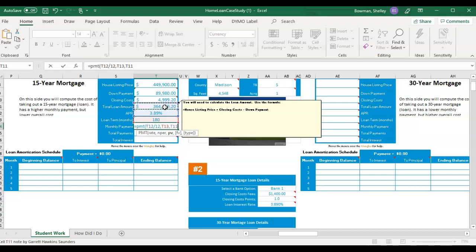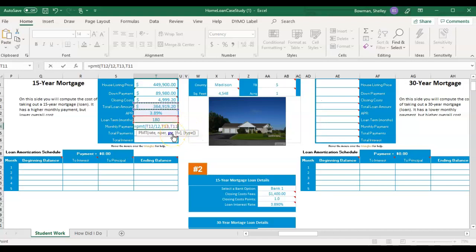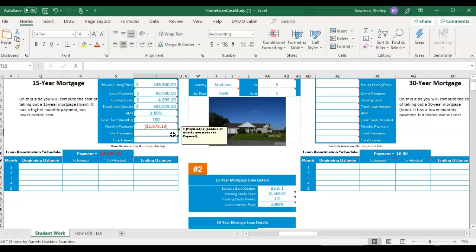It's up to you, and you don't need to worry about the type. That's just whether you're making the payments at the beginning of the month or the end of the month, so I'm just going to leave that off. I could close the parenthesis, but there's enough information here that Excel knows how to calculate that for me.